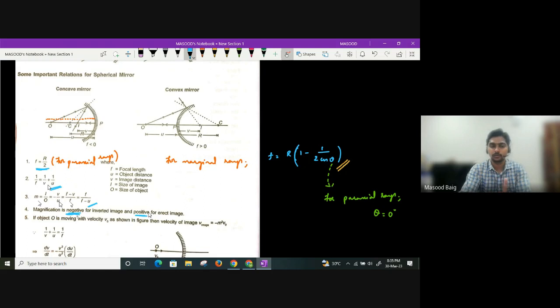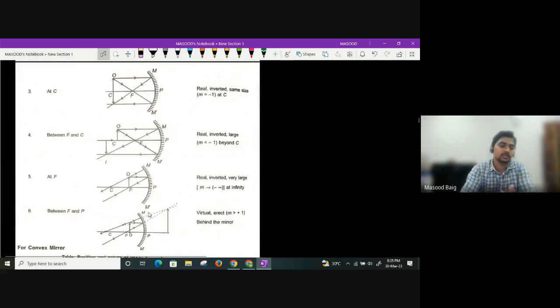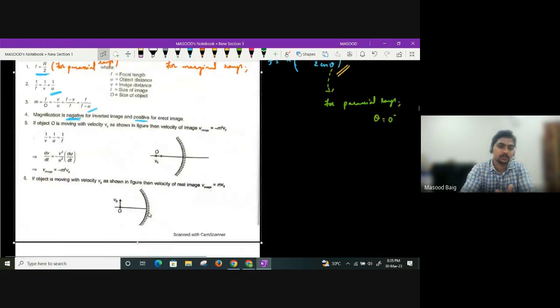Is that clear? Three important points. Focal length for a plane mirror, infinity. Focal length in general for a spherical mirror, r by 2. For marginal rays, r into 1 minus 1 by 2 cos theta. Mirror formula, 1 by v plus 1 by u will be equal to 1 by f. Magnification is height of the image by height of the object. In terms of image distance and object distance, minus v by u. Focal length and image distance, f minus v by f. Focal length and object distance, f divided by f minus u. Is that clear? For an inverted image, magnification will be negative. For an erect image or an upright image, magnification will be positive.